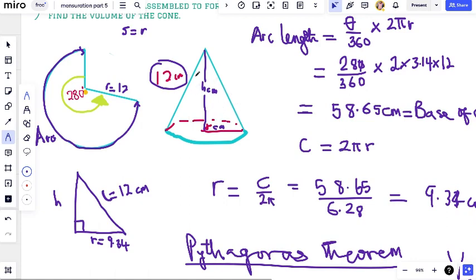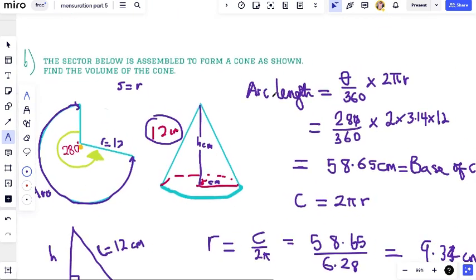I said you cannot do the volume of this cone unless, first of all, you use this arc length to form the base circular part of the cone. So this arc length is same as the base circular part of the cone. The sector below is able to form a cone as shown. Find the volume of the cone. That's the question, as easy as that. So it's your discretion to figure out what you need to do first and what you need to put together.